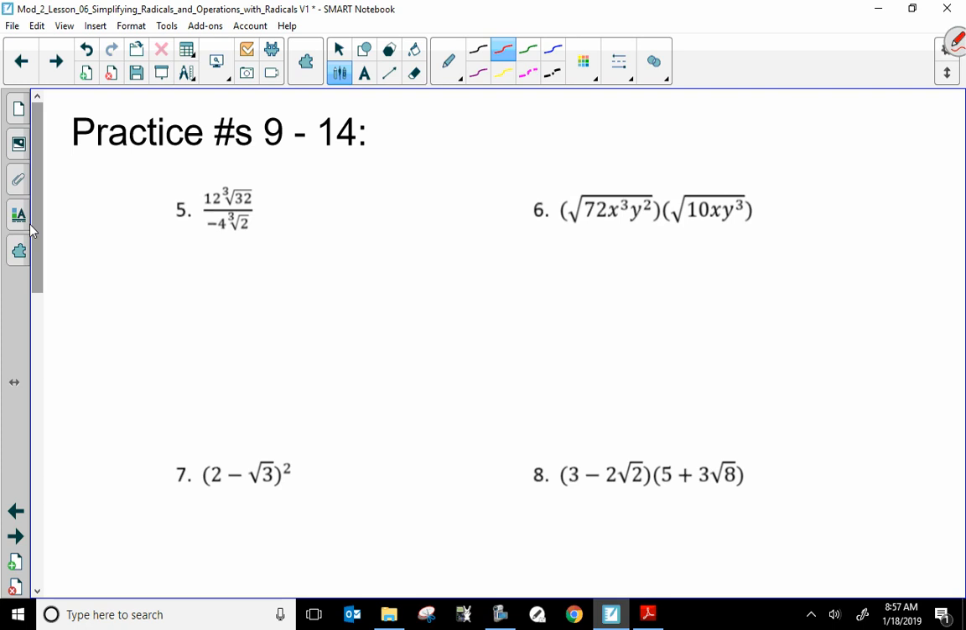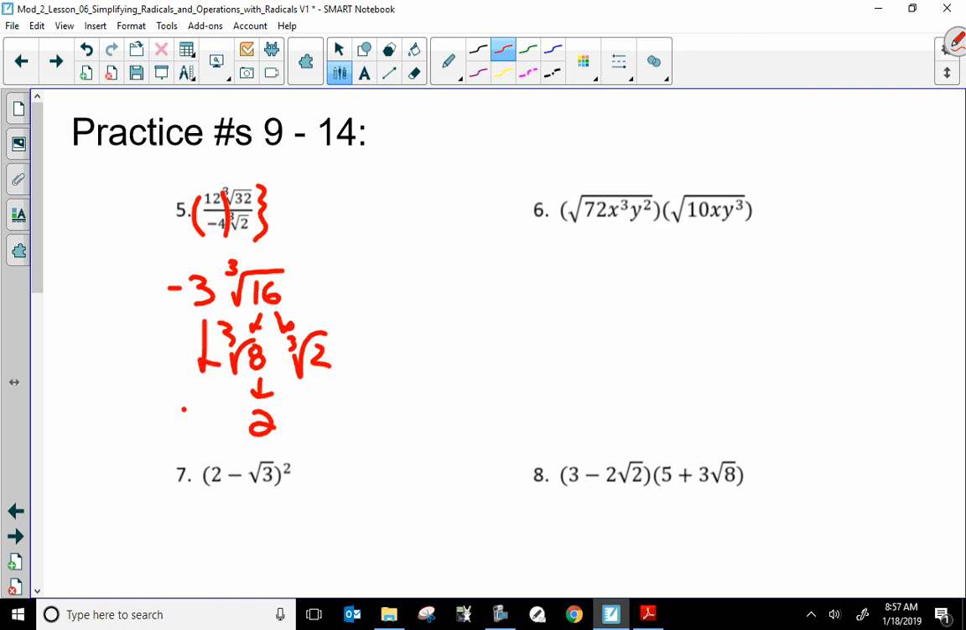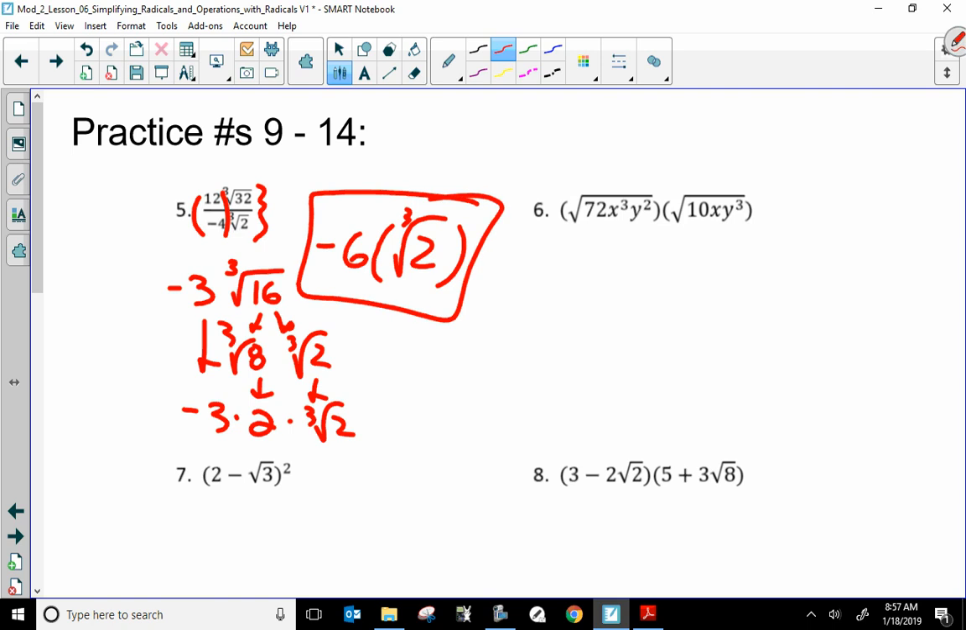All right. 12 divided by 4. Negative 4 is negative 3. If I divide these two, that is the cubed root of 16. And this is the cubed root of 8 times the cubed root of 2, and the cubed root of 8 is 2. So negative 3 times 2 times the cubed root of 2. I get negative 6 times the cubed root of 2. Bam. All right.